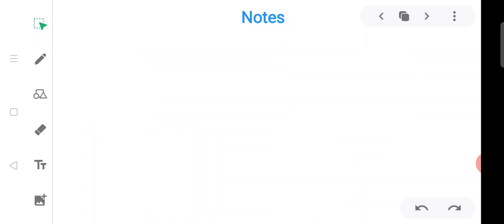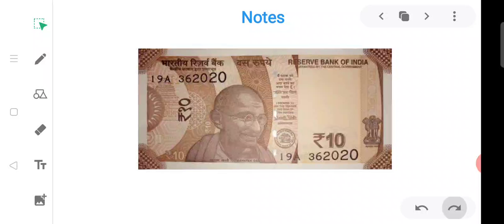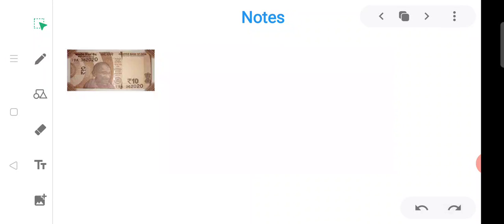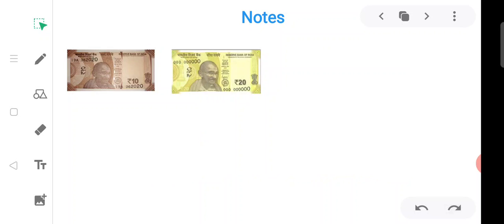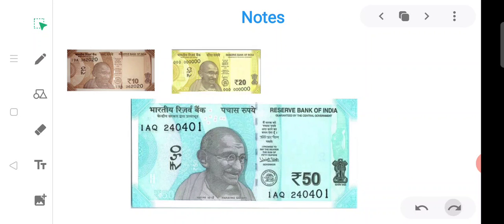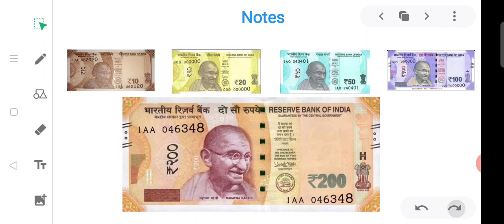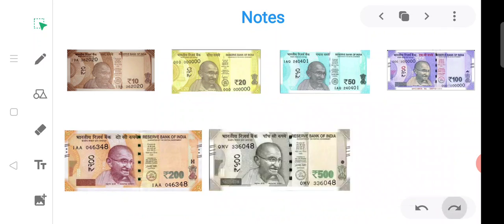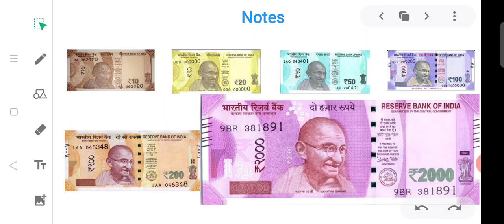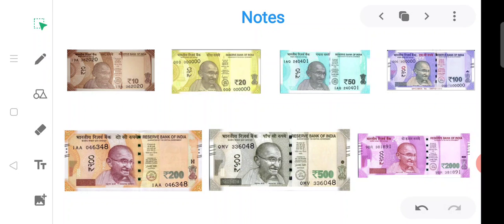which denomination notes have you seen? 10 rupee notes, 20 rupee notes, 50 rupee notes and 100 rupee notes, 200 rupee notes, 500 rupee notes, 2000 rupee notes.